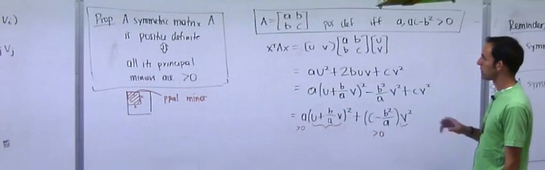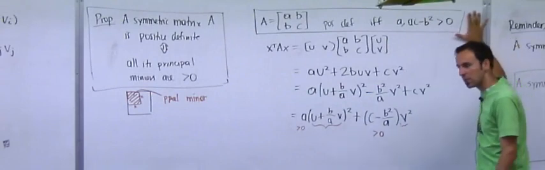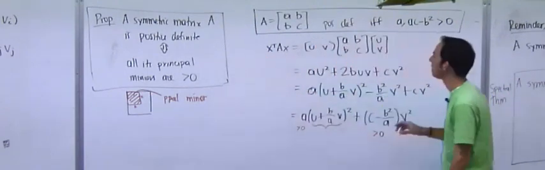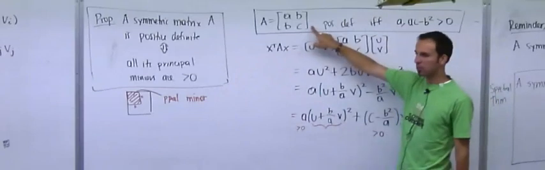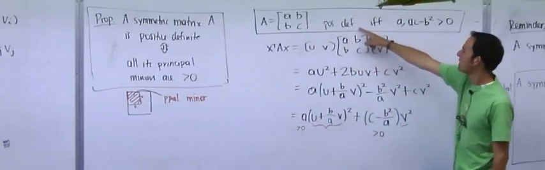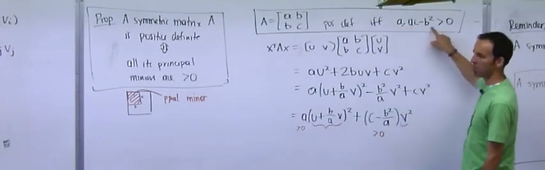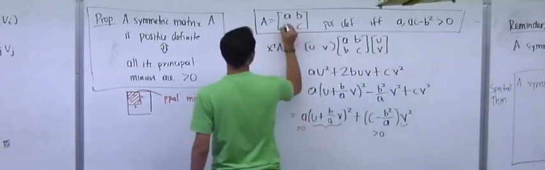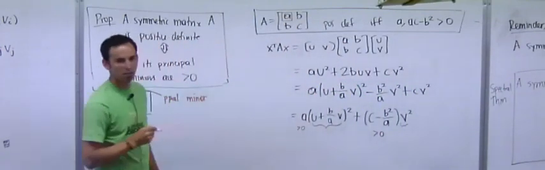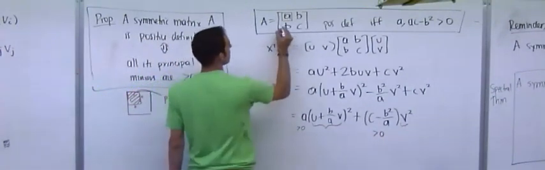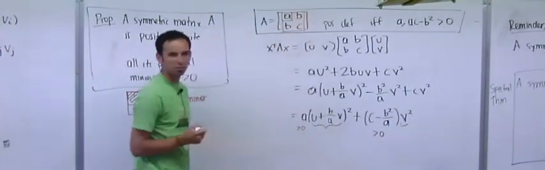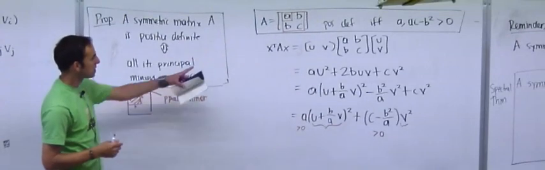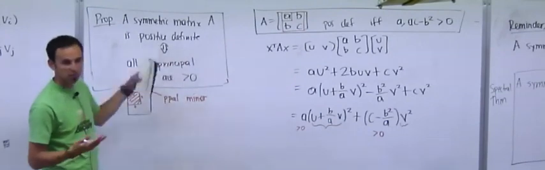Now, if you look at what I have in the little square right here, you'll see that it's exactly the proof of this statement for 2 by 2 matrices. I'm trying to figure out if this matrix is positive definite. And what did I prove? I proved that it's positive definite if and only if A and AC minus B squared are positive. But if you look at these things, A is the 1 by 1 principal minor, and AC minus B squared is the 2 by 2 minor. So that's cute. And that means that this is true for any value of n.